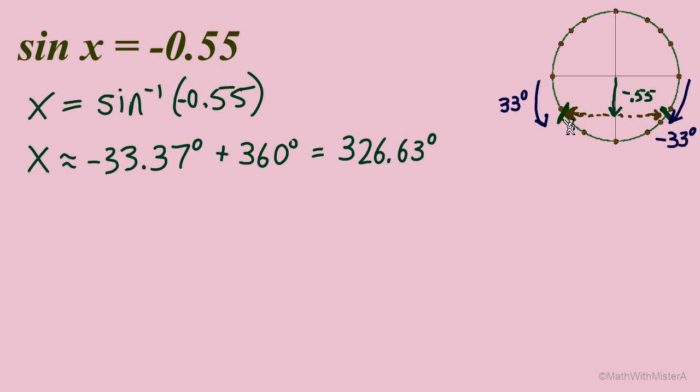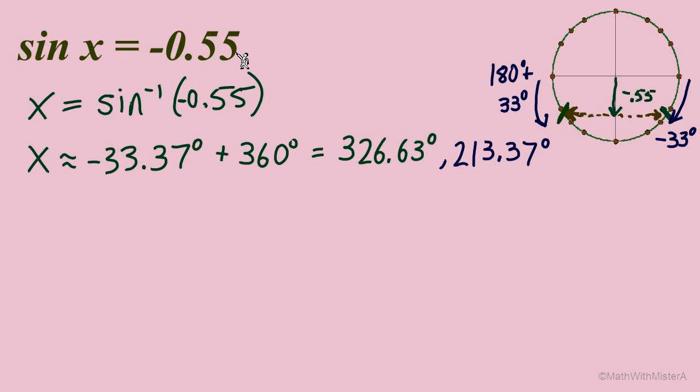How can we determine exactly the degree measure here? Well, at this point, we've already traveled 180 degrees, so we'll add to the 180 degrees the 33 more degrees, and this value, 213.37 degrees. So that's how we're locating our second angle measure that gives us a sine value of negative 0.55.